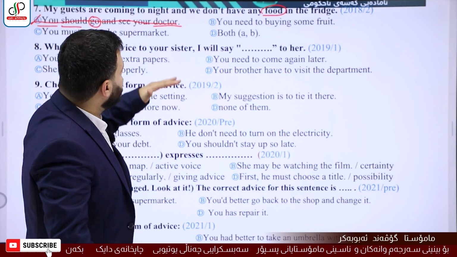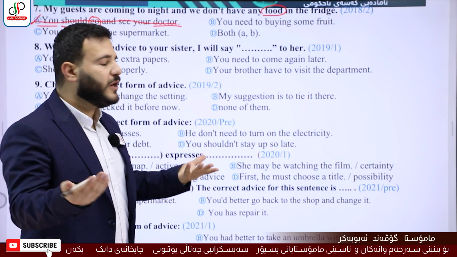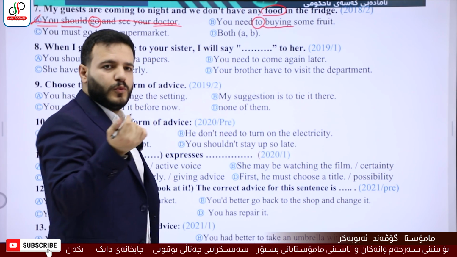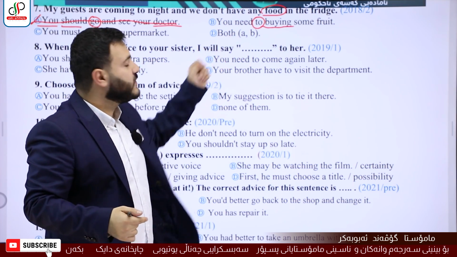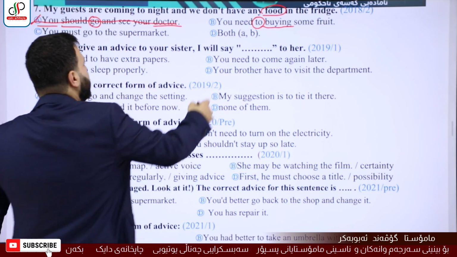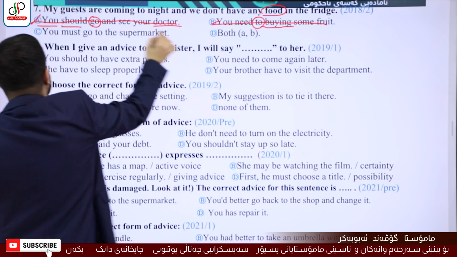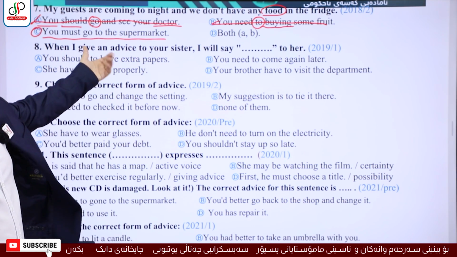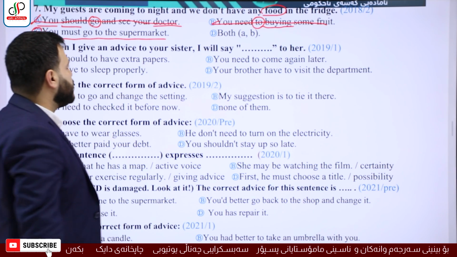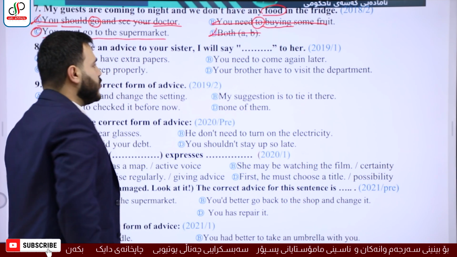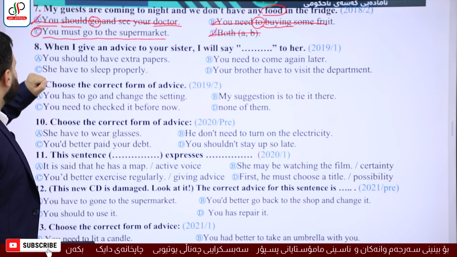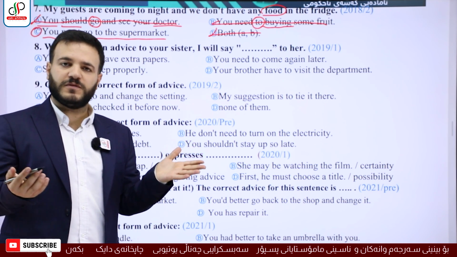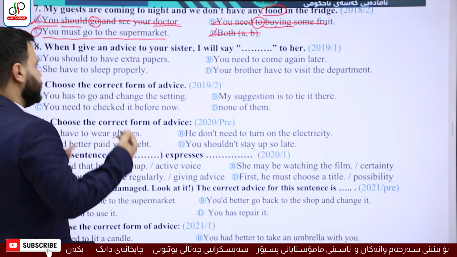B, you need to buy some fruit. By the meaning, it's right, but grammatically, we don't use ing after to. That's why B is wrong. Here we have only one option here. It's you must go to the supermarket. Here it's C, right? That's why D is wrong again. C is the right option, be careful. Number 8, when I give an advice to your sister, I will say to her.